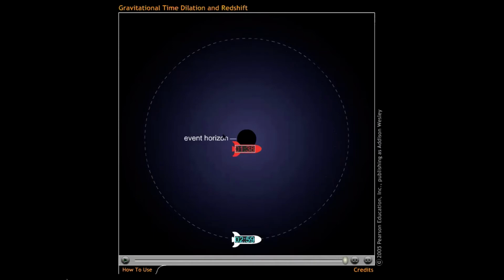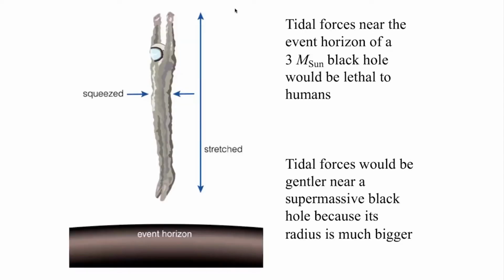So what will happen, you'll just see this thing get slower and slower and slower and redder and kind of fade away into nothingness. Okay, so what would happen if you were to actually jump into a black hole? Well, bad things. There's a thing called a tidal force.